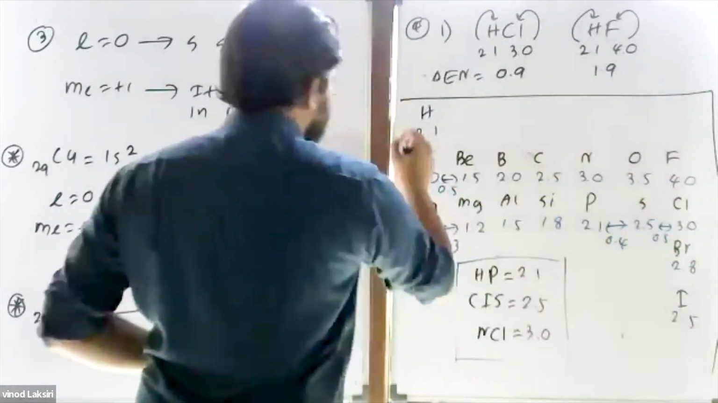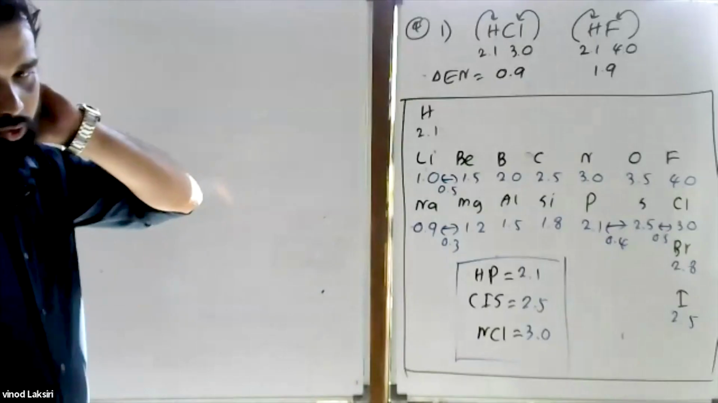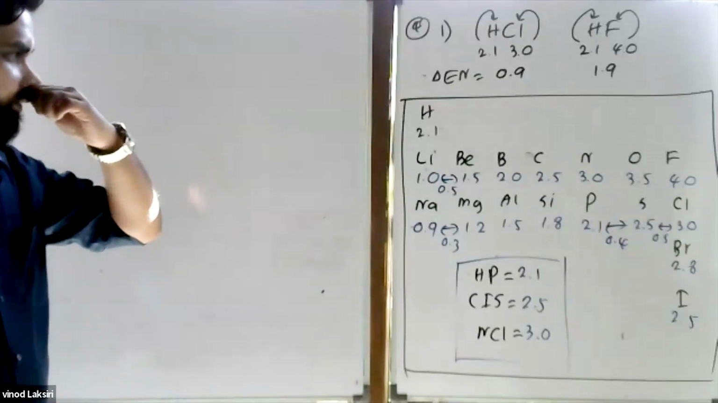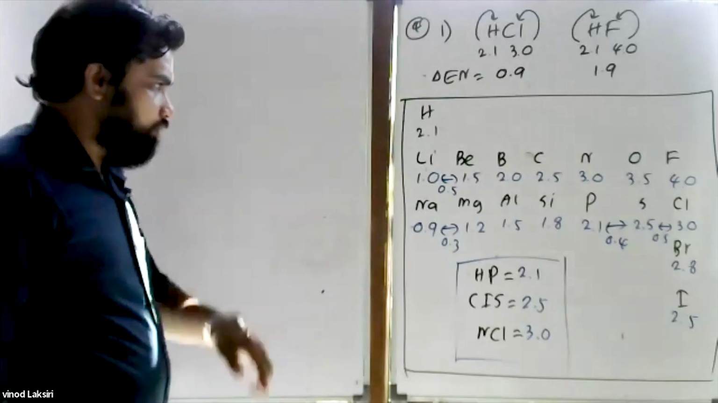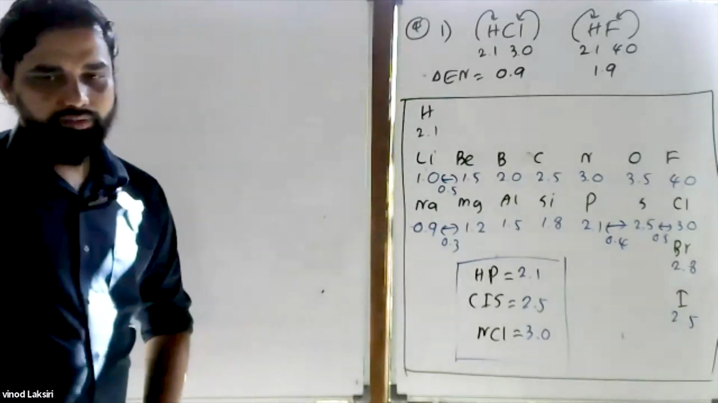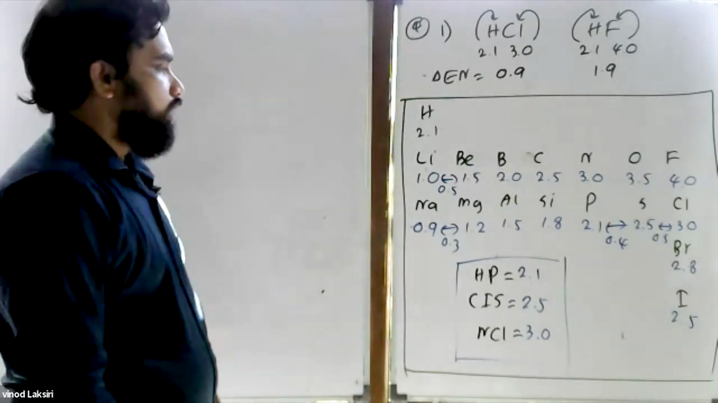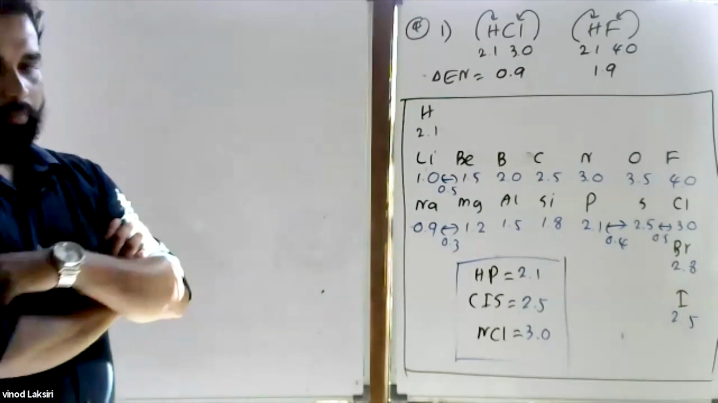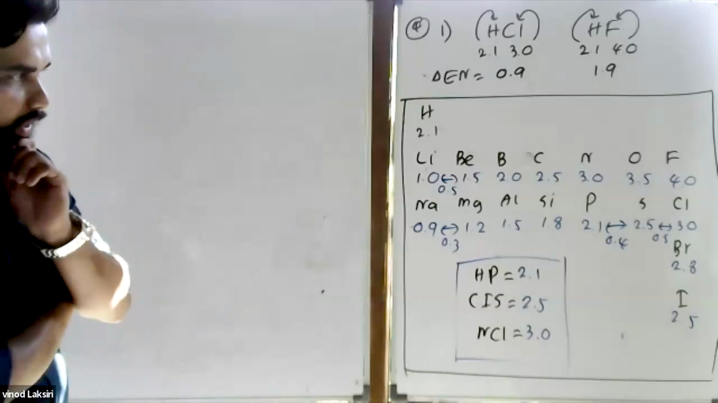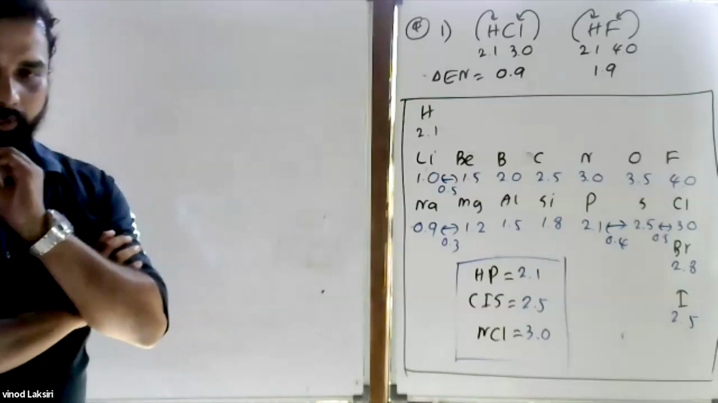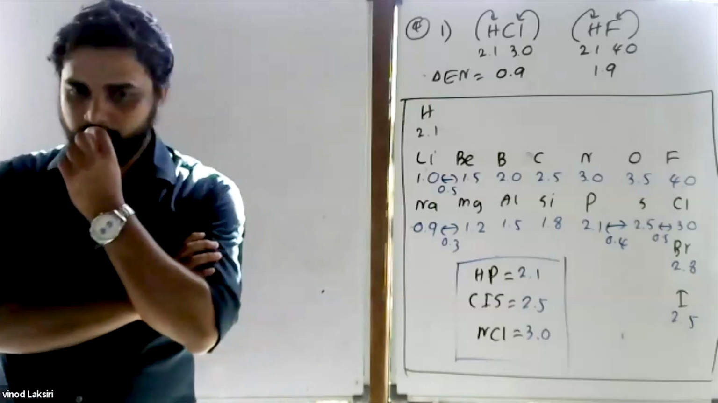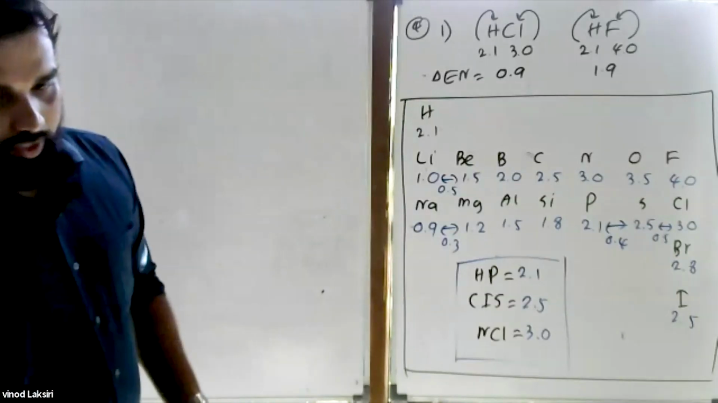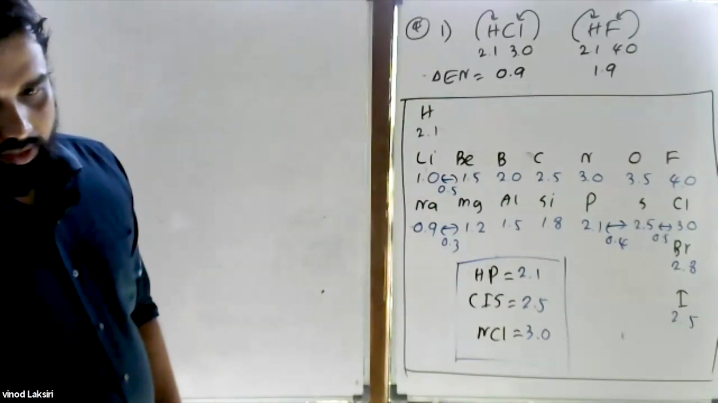Electronegativity values of some elements. Hydrogen 2.1, lithium 1, increases by 0.5 in the second period. In the third period, sodium 0.9, it increases by 0.3 up to phosphorus, then increases by 0.5, 0.4, then increases by 0.5. Right. So then next statement, what is the next statement?